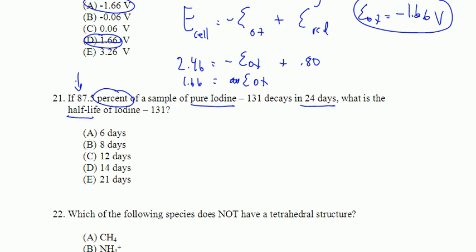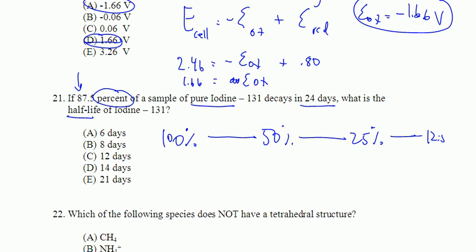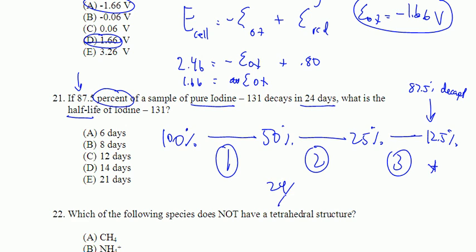Or since they're dealing with percent, you could have just started with 100%. And after one half-life, 50% was going to decay. And after one half-life, 25% decayed. And after another half-life, 12.5% would be left. So 12.5% is what's left, but when 12.5% is left, 87.5% has decayed. So 1, 2, 3 half-lives have taken place. Okay, that divided by the total time gives us 8 days per half-life, making the answer B.